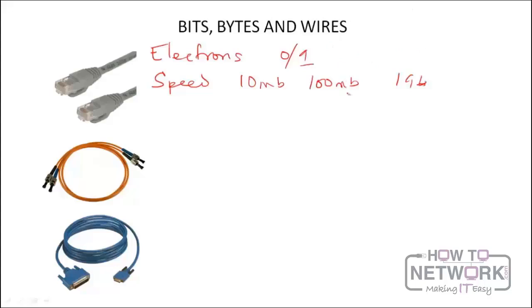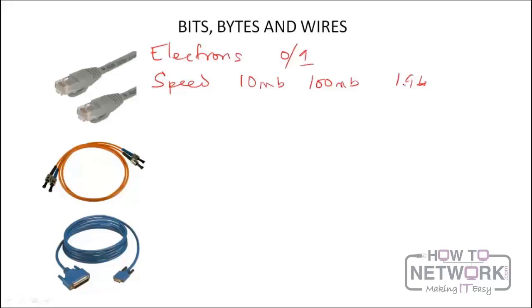So when you have 10 megabits, that means you can transfer 10 million different states of the electron. That means you can transfer loads of information. Similarly, if you have 100 megabits, you can transfer 100 million states of information. And when we have 1 gigabit, you can transfer 1 billion states of information.